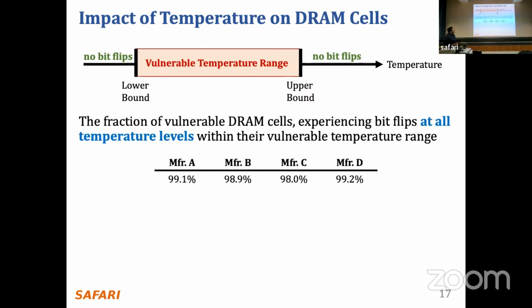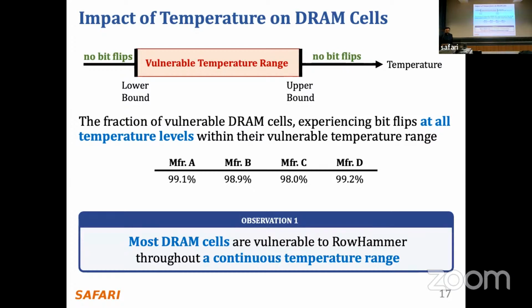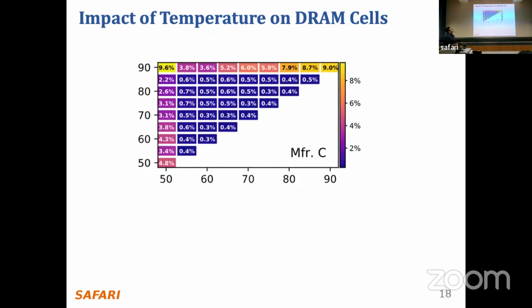And when we look at the fraction of vulnerable DRAM cells experiencing bit flips at all temperature levels within their vulnerable temperature range, they don't observe any bit flips at temperatures lower than the lower bound and temperatures higher than the upper bound. But whatever temperature level we test within this vulnerable temperature range, they experience bit flips. And this is the fraction of DRAM cells that exhibit this behavior. So we can say that this is the mainstream behavior: for almost all of the cells, we have a bounded vulnerable temperature range. Most DRAM cells are vulnerable to RowHammer throughout a continuous temperature range. And here we have another density distribution plot.